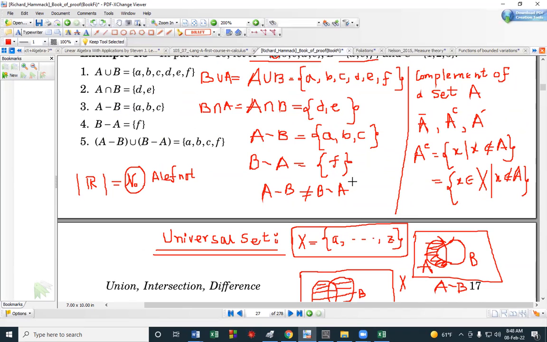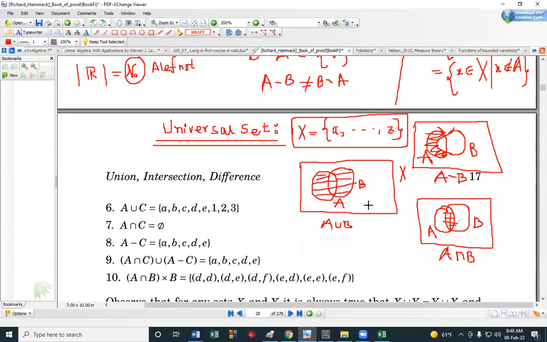so now we know the complement. What do you think, how can we represent the complement of a set in a Venn diagram? If this is your set A, then all the region outside your circle is the complement, right? Because A complement is the set of all those elements that are not in A. So this is A complement.